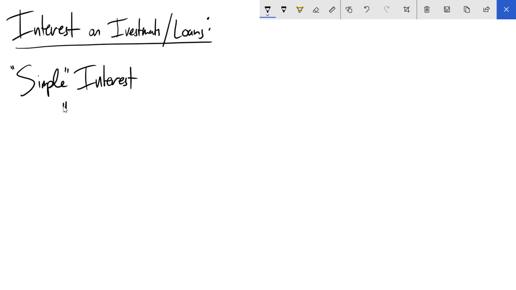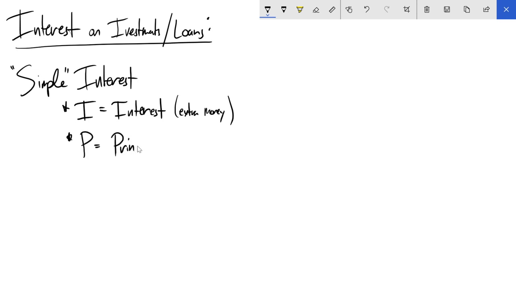Capital I is usually the variable used to describe the interest, right? That's the extra money on top of the loan or on top of your investment. So when you pay back your loan on the car, you end up paying the cost of the car plus interest. Then usually a capital P is used to describe what's called the principal, and that's the initial amount of the investment or the loan.